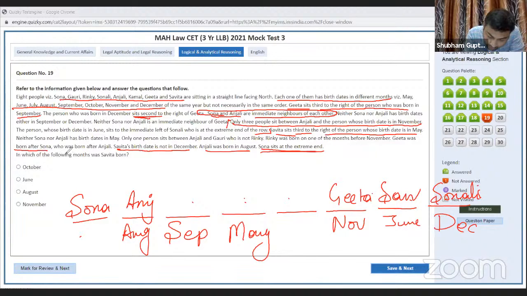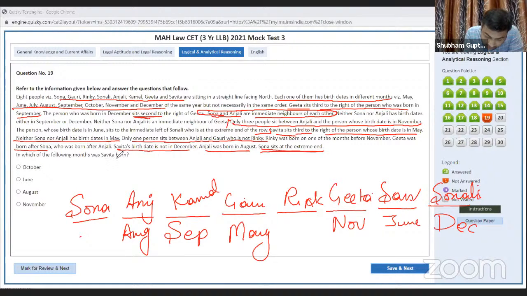Only 1 person sits between Anjali and Gauri. So Anjali and Gauri. So here it should be Gauri. And because it is not Ricky, so the only place for Ricky is this. Rinki, sorry, my bad. So who is left? Sona, Gauri, Rinki, Sonali, Anjali, Kamal. So Kamal has to come here.